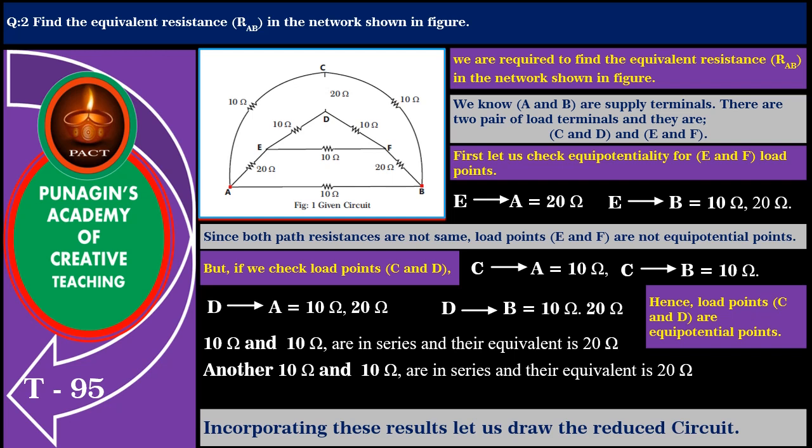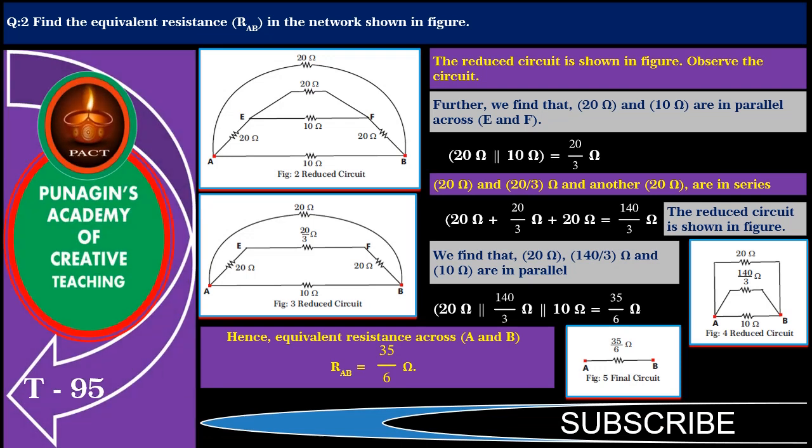We find that 10 ohm and 10 ohm are in series and their equivalent is 20 ohm. Another 10 ohm and 10 ohm also are in series and their equivalent also is 20 ohm as shown in figure. Incorporating these results, let us draw the reduced circuit. Friends, the reduced circuit diagram is shown in figure.